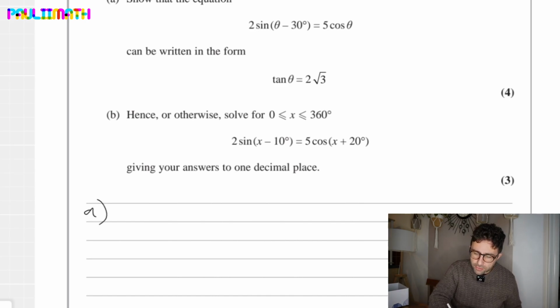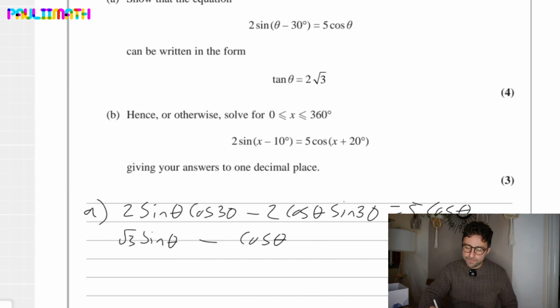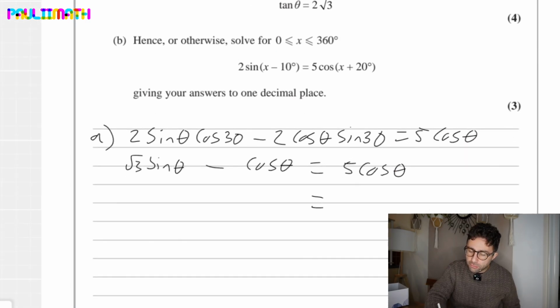You know, not rushing to show off. However, addition formula: 2 sine theta cos 30 minus 2 cos theta sine 30 equals 5 cos theta. Let's put in my exact values. Cos 30 is root 3 over 2, so that will be sine theta times root 3. Let's put it at the front. Oh, that's just cos theta, because sine 30 is 1/2. 5 cos theta. Then you bring it across and you'll have 6 cos theta.